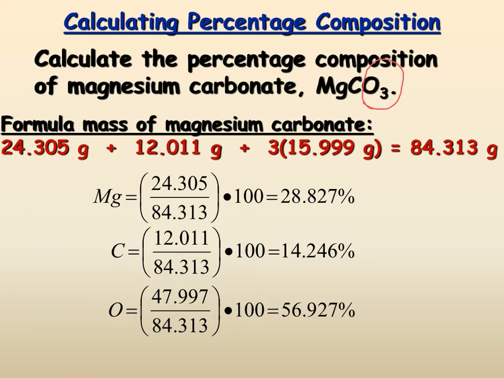Right. The big thing here is a way to double check and make sure you did your percent composition. Make sure your percentages add up to 100. If they don't, then maybe you forgot that there's 3 oxygens. Because if you plugged in 15.999, then you would have a much smaller number and you wouldn't have 100%. Okay? So always double check your work with percent composition just to make sure you didn't make any mistakes.